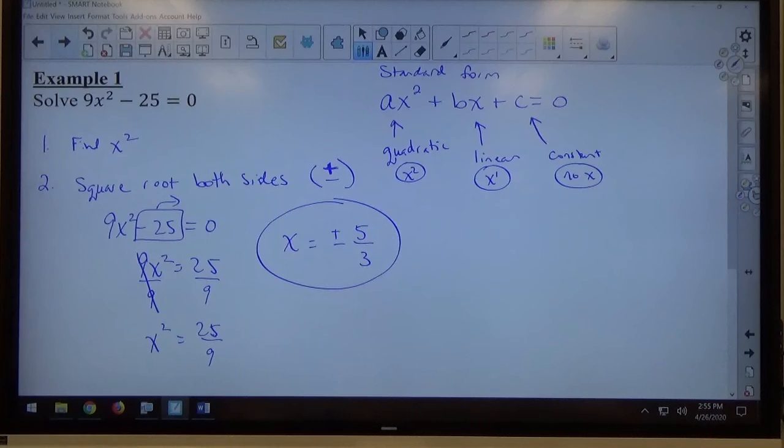Okay, and go ahead and leave it as a fraction. I'd rather have fractions than decimals. Improper fractions are fine. It should be that much work every single time. Write the problem down, solve for x squared, square root both sides, put the plus or minus.